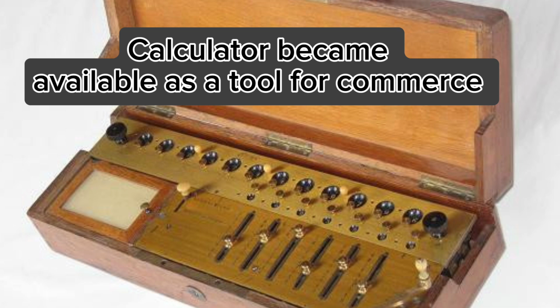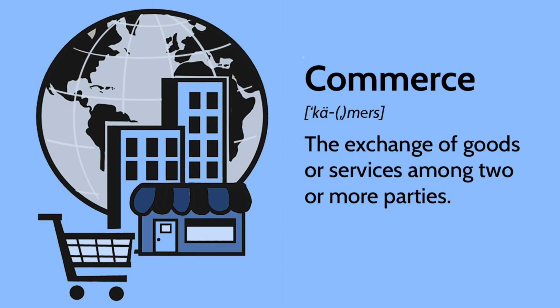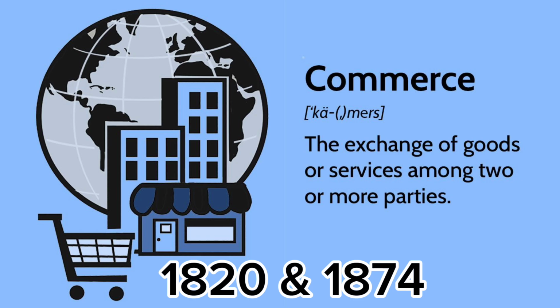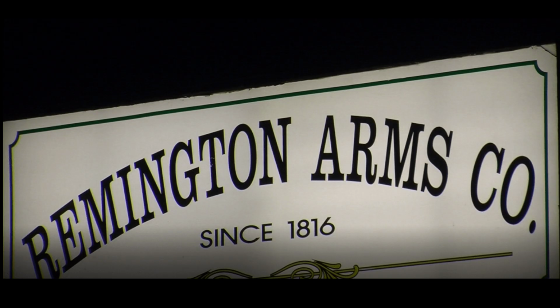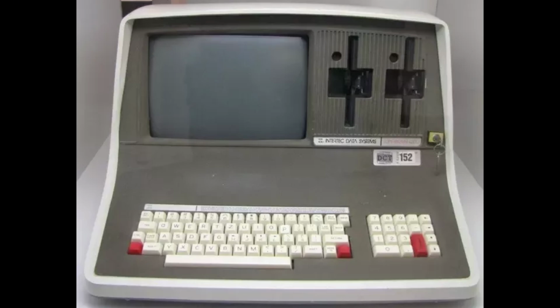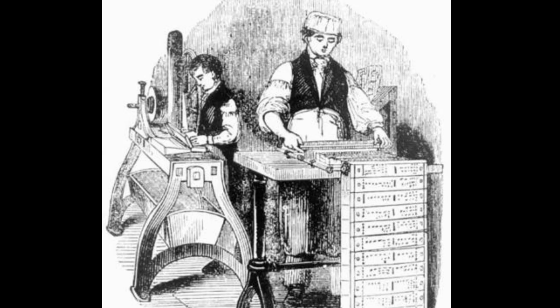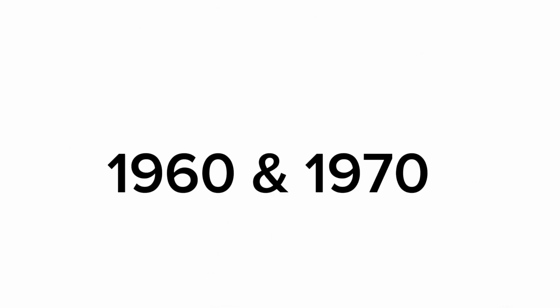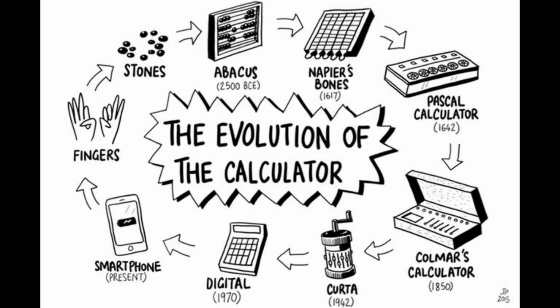Calculators became available as a tool of commerce between 1820 and 1874. The Remington Arms Company sold the first commercially viable typewriter. Other machines were invented for other business tasks. None of these machines was a computer, but they did advance the state of practical mechanical knowledge that would be used in computers later. Between 1960 and the late 1970s was the first revolution in calculating machines.